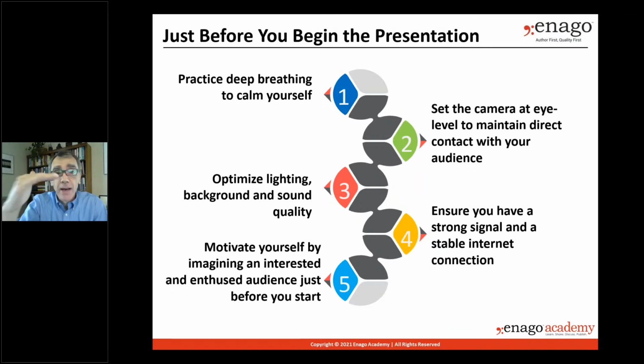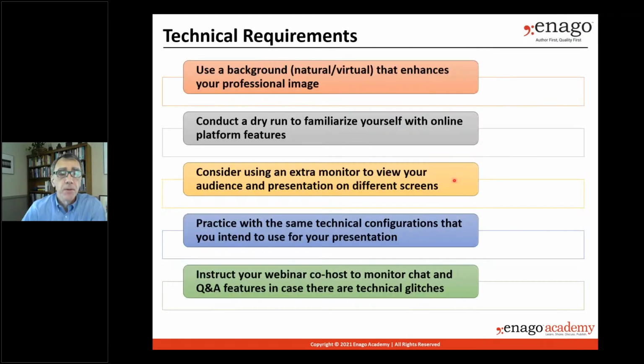Set the camera at eye level, like I've done here today. Ensure that you have a good signal and stable internet connection. Just all of those basic things you want to talk about. Use a background that enhances your image. Like here today, I've got books in the background and some artwork up on the walls. You can still swivel it around. Nothing too crazy that would interfere with what we're doing.